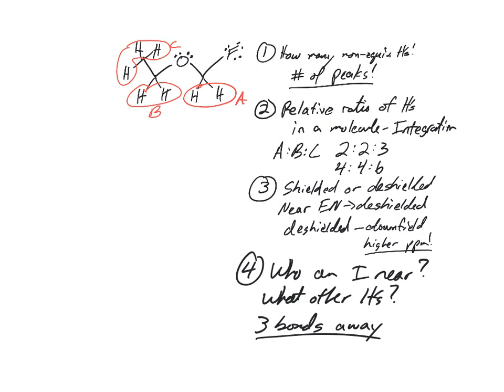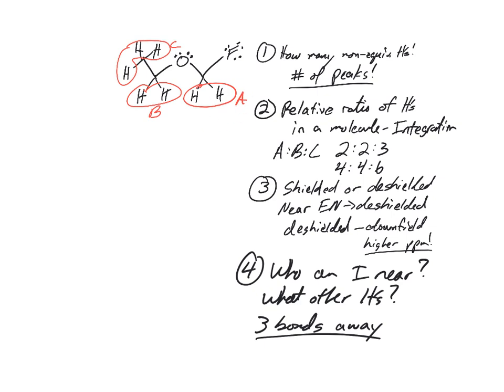Think about these hydrogens as bells ringing. These bells can hear each other. They can match pitch. They can couple to each other. If it's 3 bonds away, one hydrogen can hear another bell 3 bonds away. They're going to couple to each other, and that coupling is going to be distinct. We're going to be able to look at that coupling constant. So 3 bonds away.